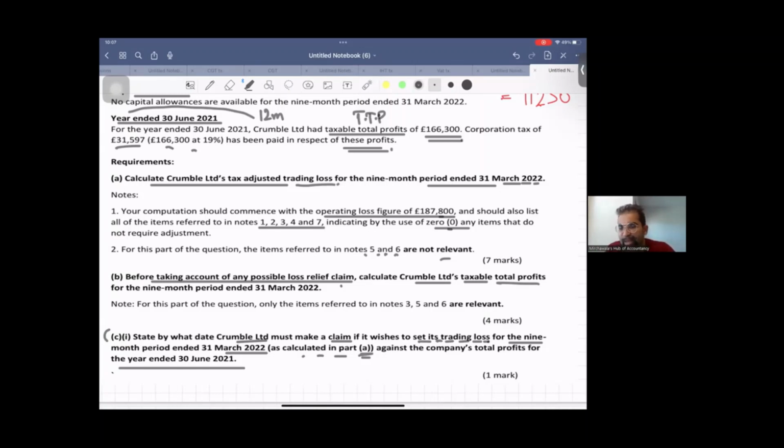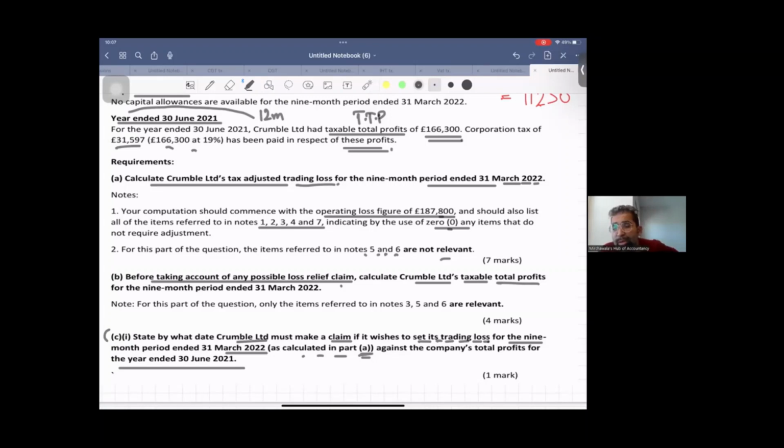And my dear student, look at here. If I want to do current year set off and carry back, for companies, I'm talking about companies, the limit is 2 years from the end of the loss making period.